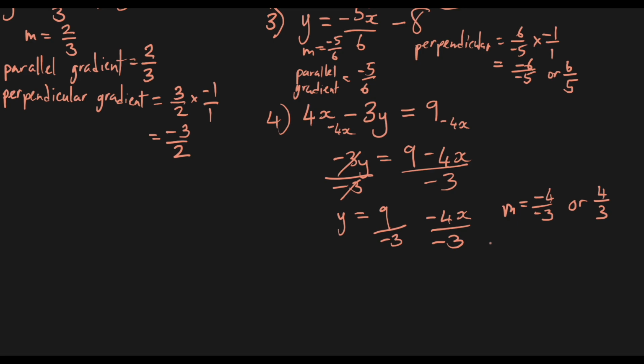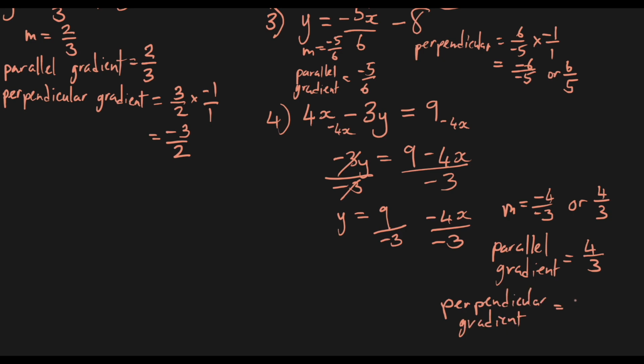So therefore the parallel gradient would be 4/3. It could also be -4 over -3 because it's the same thing, but it's just nicer to have it looking like 4/3. Now the perpendicular gradient, we find a reciprocal. So we'll have 3/4 times -1/1, which is -3/4. So that is our perpendicular gradient for this equation here. Alright, does that make sense?